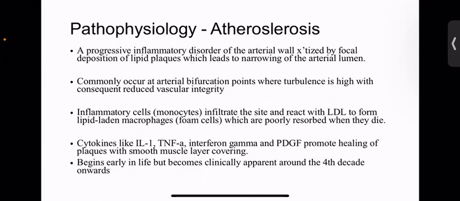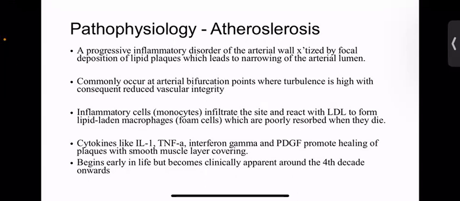And once there's endothelial damage, the endothelial cells express certain receptors that attract inflammatory cells, mainly monocytes. So these monocytes infiltrate the site, and in an attempt to heal the endothelial injury, they react with oxidized low-density lipoprotein to form macrophages that are lipid-laden. And these lipid-laden macrophages are essentially called foam cells, which are poorly resolved when they die.